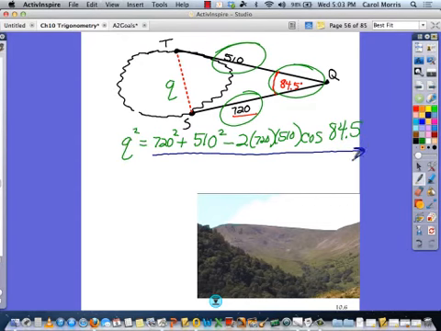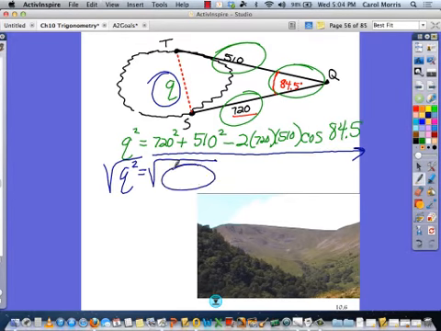And you could plug that into your calculator, be very careful, and that would give us our q squared, which is not what we're solving for. We're obviously solving for q. So we would get a number, and then we would have to take the square root of both sides. I want you to test your skills at entering on your calculator, so take your 720 squared plus your 510 squared, subtract 2 times 720 times 510 times the cosine of 84.5. Get that put into your calculator.